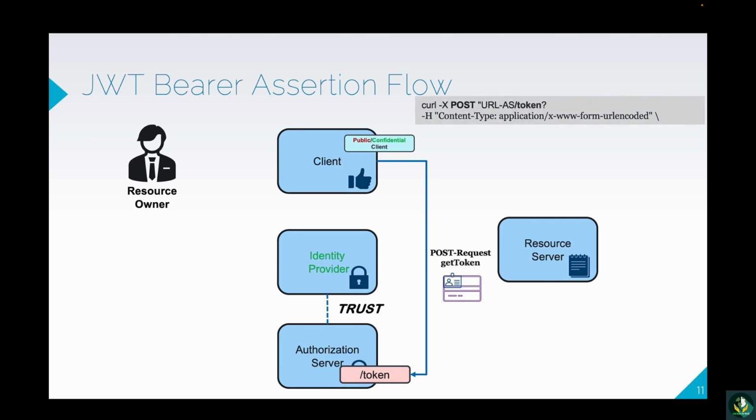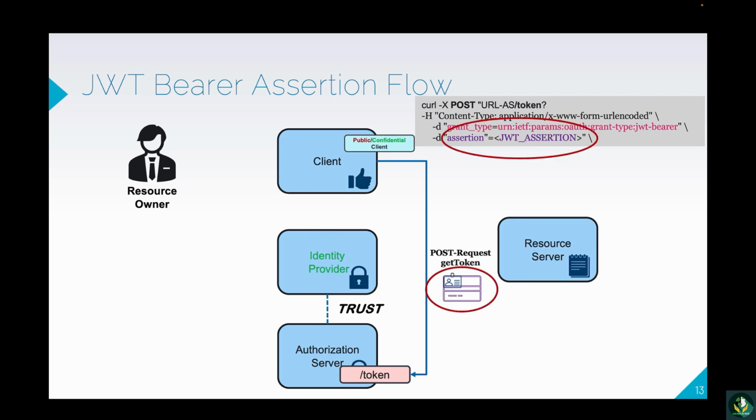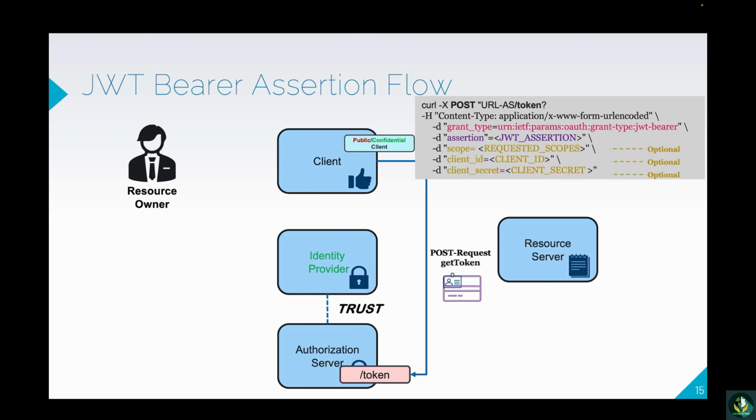Here is how the curl command looks. The client sends a POST request to the token endpoint. The content type is set to URL encoded form data. The grant type is set to JWT bearer, indicating the use of the JWT bearer assertion flow. The assertion parameter contains the JWT bearer assertion to be exchanged. Optionally, the request can include a scope parameter for fine-grained access control. If the client is confidential, credentials such as client ID and client secret are included in the request.